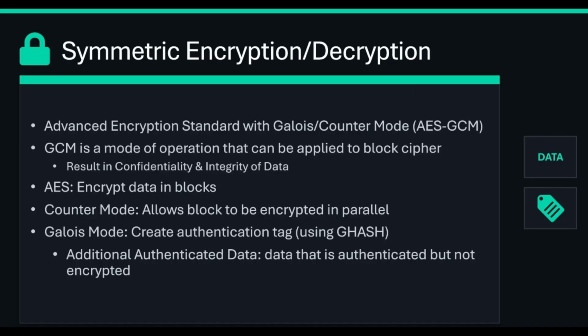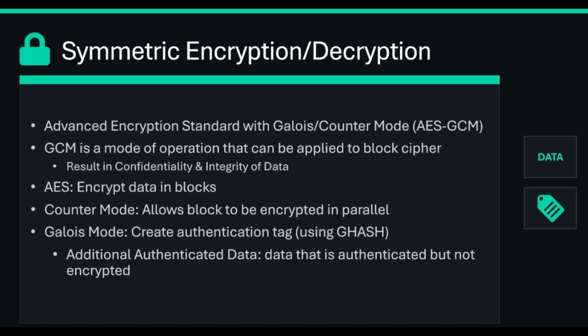Hello everyone, this is Dao Nguyen, and for the symmetric encryption and decryption process, we use the Advanced Encryption Standard with Galois Counter Mode, otherwise known as AES-GCM. AES is a symmetric block cipher and has a variety of key lengths such as 128, 192, and 256 bits, and it also always works with 128-bit block sizes. GCM is a mode of operation that can be applied to block ciphers, and this helps result in confidentiality and the integrity of data.